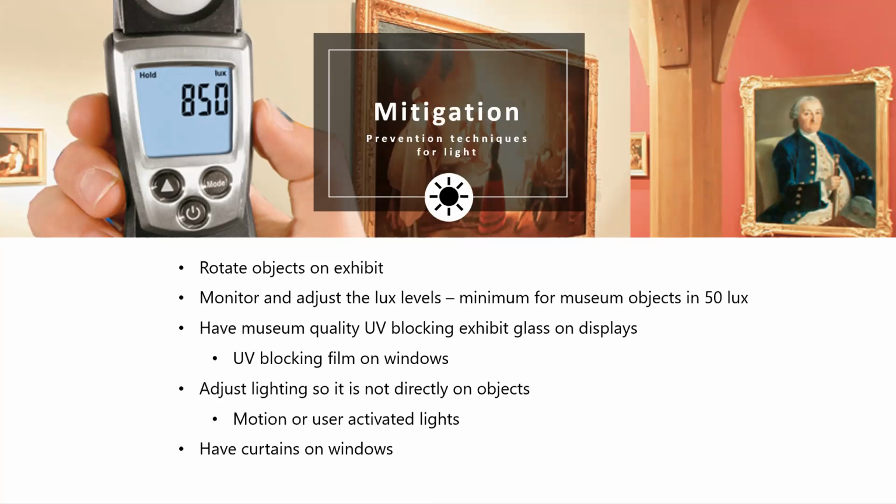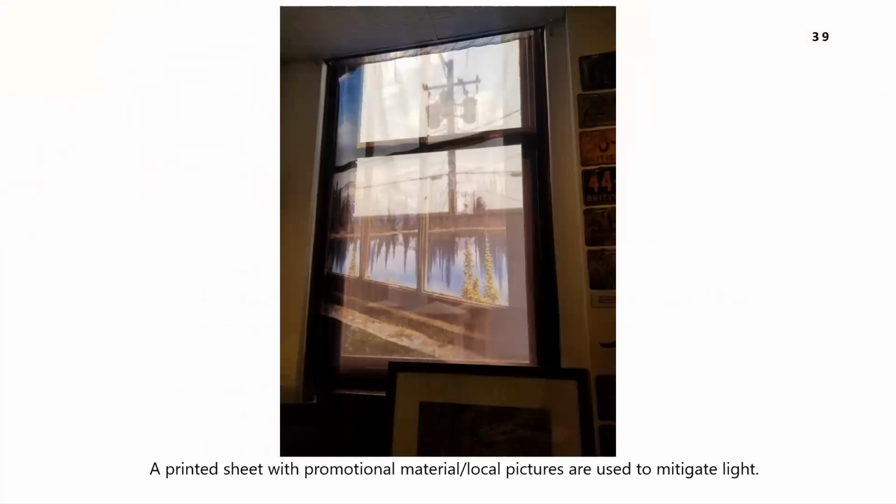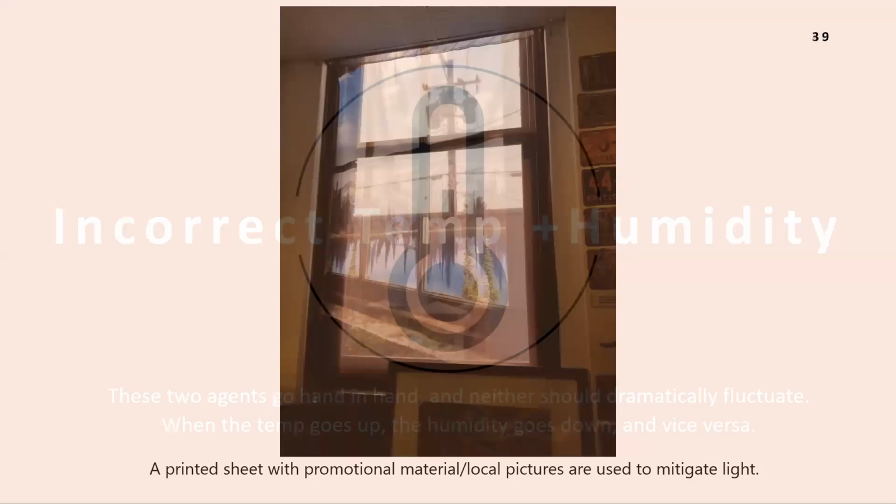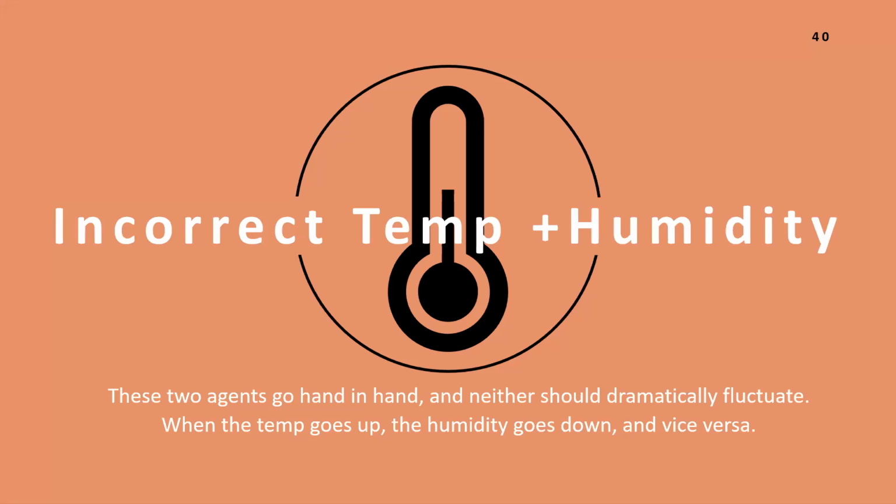This is an example. I'm pretty sure I saw this in Revelstoke at the Museum and Archives, but I liked that they used a printed sheet with promotional material and local pictures, and they hung them up in the windows. So it still looked good from the outside, but it was able to mitigate the light without letting too much in. So that was a good idea. Good job, Revelstoke.